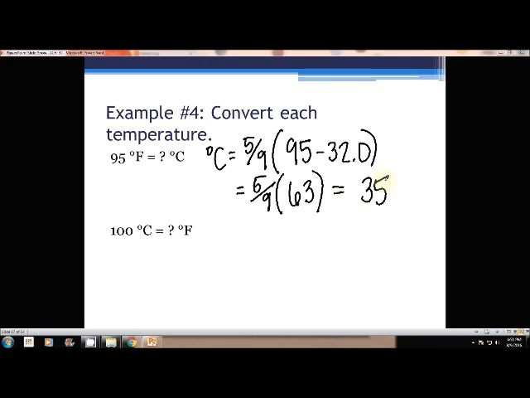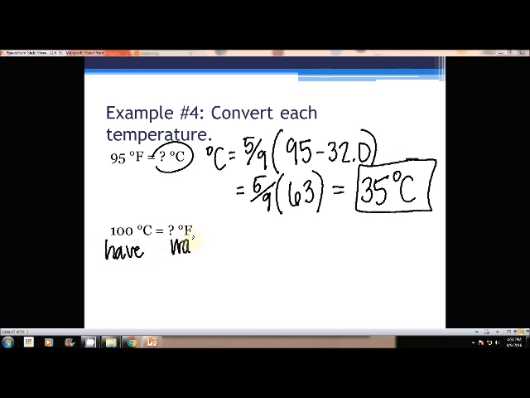At this point, if you did all this work, you would still miss half a point, because in my class, units are especially important. So we need a unit on our 35. Well, we are solving for degrees Celsius, so that's going to be our unit, 35 degrees Celsius.